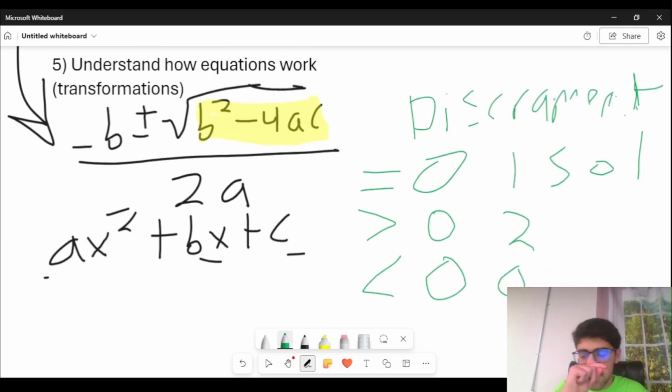Sometimes there's going to be an example about this. It's going to give you a variable in the equation, like a, and it says if it has one solution, what is a possible value of a? There are going to be many possible values, but you just have to write one. It's going to be an open answer question. So yeah, 0 solutions if it's less than 0.